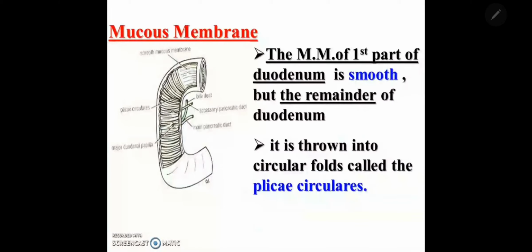And coming to the interior of the first part, the mucous membrane of the first part is devoid of the circular folds that you typically see in the duodenum or small intestine. The modification, circular folds, they are absent there.